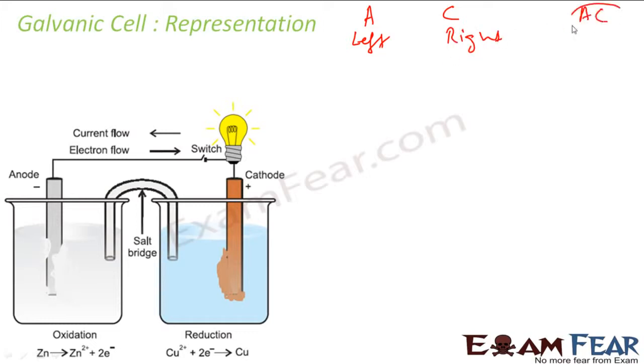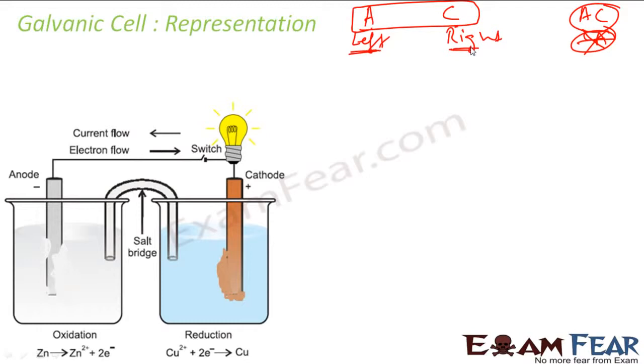A good memory tip is AC, air conditioner. A comes first, C comes next, right? Air conditioner runs on what? Electricity. The other way around you get CA, and there is no link between CA and the current, so you can ignore that. AC, you know that AC runs on electricity, so there is a link here. Anode on the left, cathode on the right. Right? This is a representation actually. Anode always has to be on the left and cathode always has to be on the right as per IUPAC.